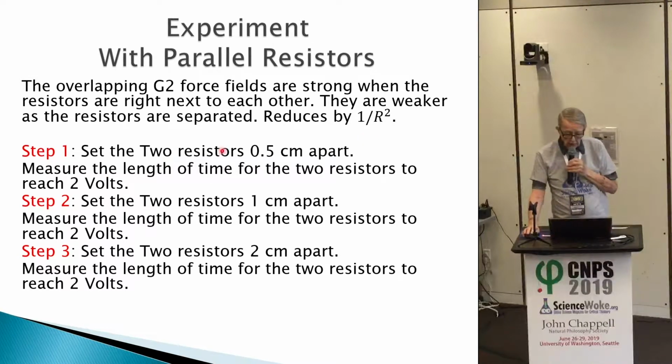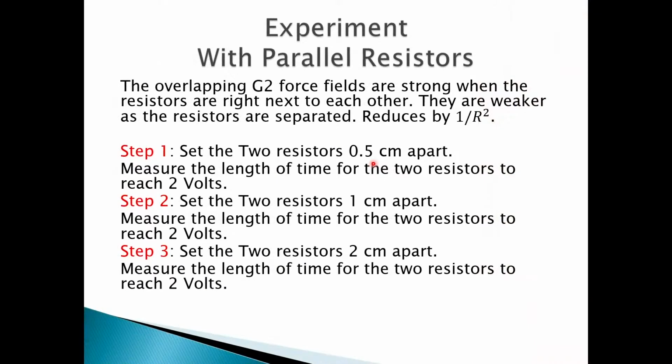Step 1, set the two resistors 1/2 centimeter apart. Measure the length of time for the two resistors to reach 2 volts, because I'm only looking at those two, how long that's taking. Step 2, pull the second resistor. Set it 1 centimeter apart and then 2 centimeters apart, again measuring the length of time. We're going to measure time.